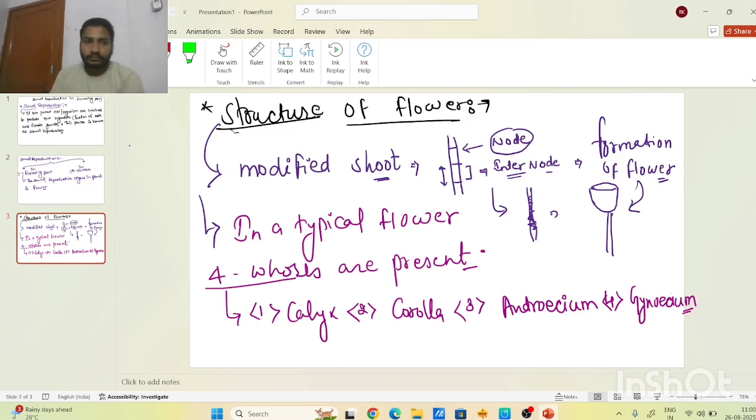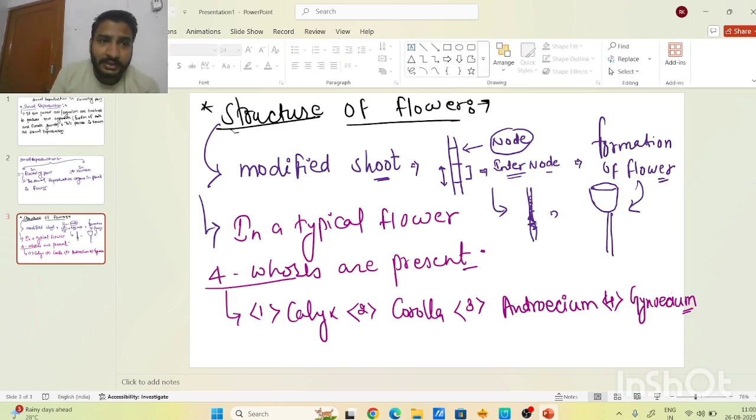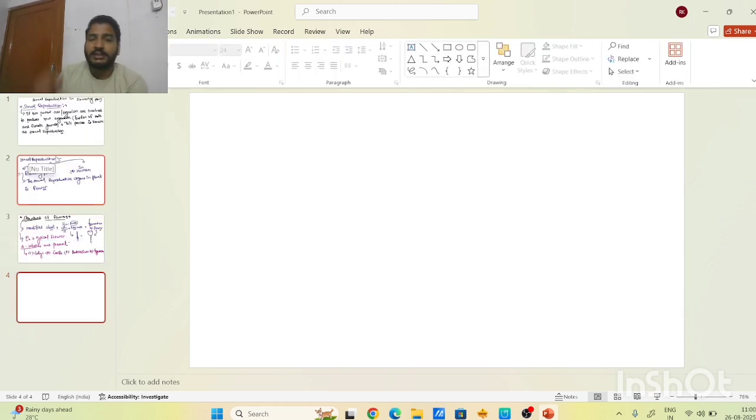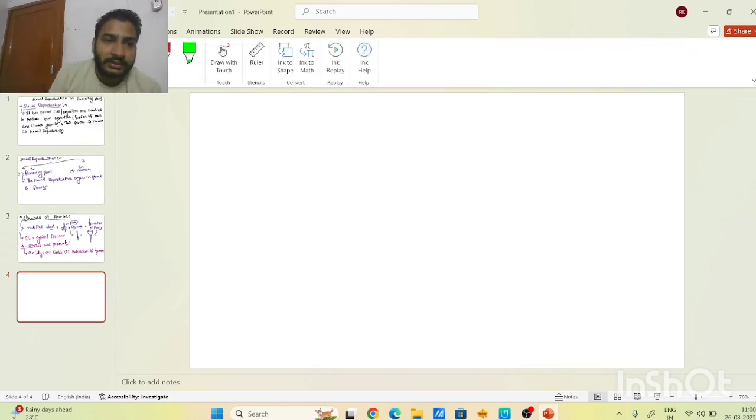Okay, now we are discussing the structure, how it looks, and the whorls of the flower, how they look. Okay, so we will draw a structure of the flower basically.